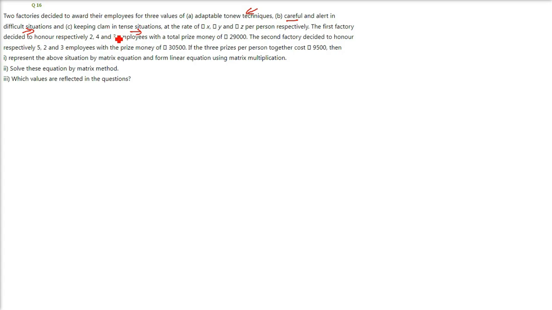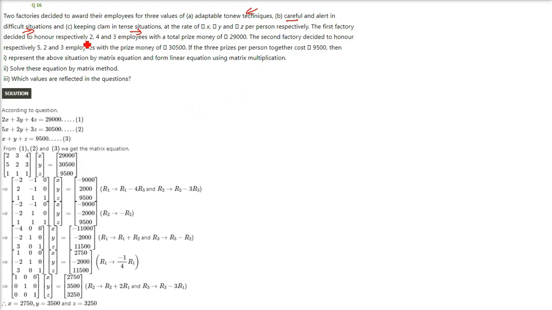Now everything is given in this question to formulate the equation, because 2, 4, 3 we can see, 5, 2, 3 we can see, and the total cost also we can see. So what is this here? This is X, this is Y and Z. A is X, B is Y, C is Z, and 2x plus 3y plus 4z. This is 2, 3, 4 actually.